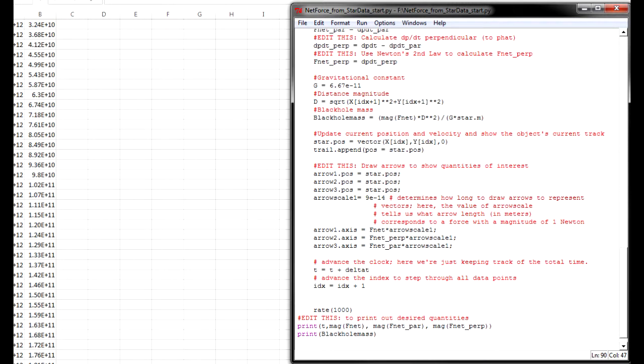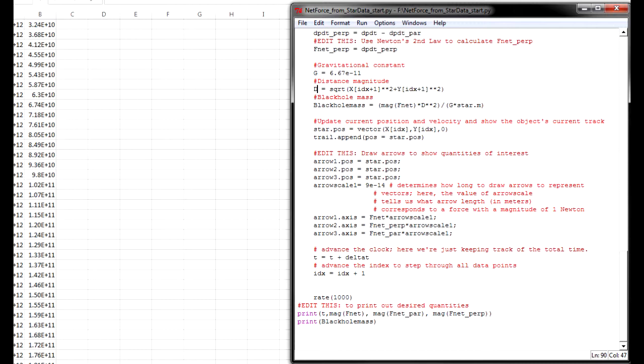We then have our constant G, which is equal to 6.67 E-11. Here we find the distance using the Pythagorean theorem, and the black hole mass, which is the magnitude of F net times distance squared over star mass times the constant G. Let's clear the arrows. As I want to know the black hole mass, my model will print it in the shell at the end. So let's run the model.